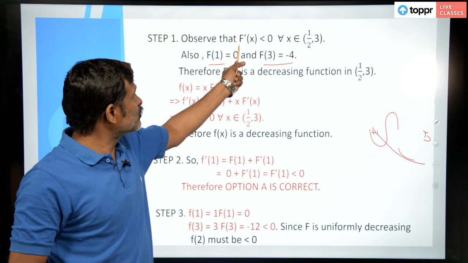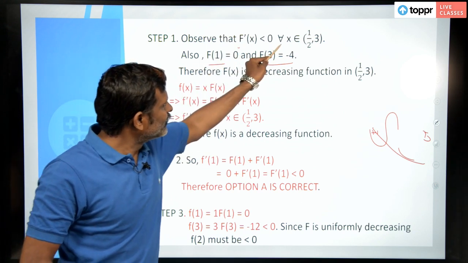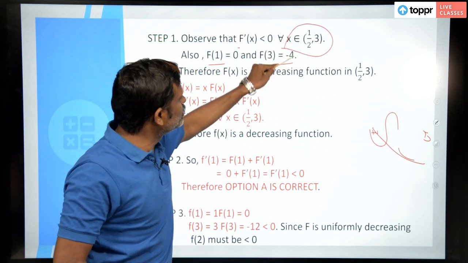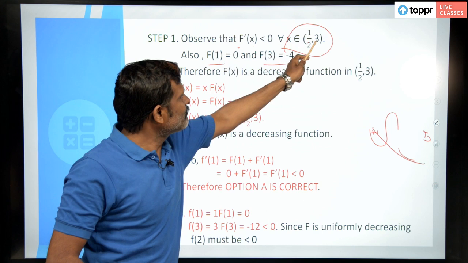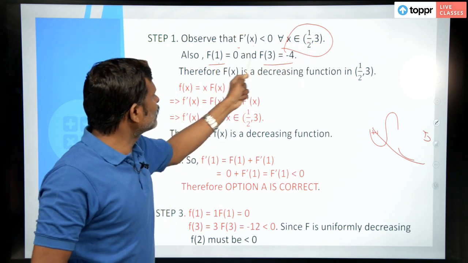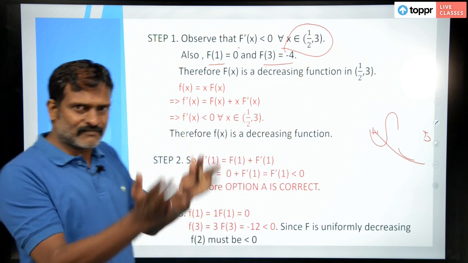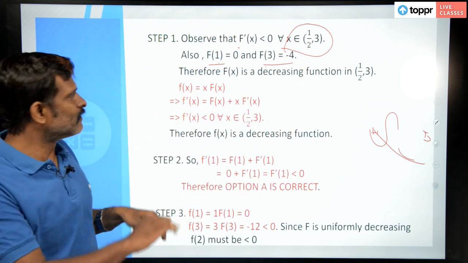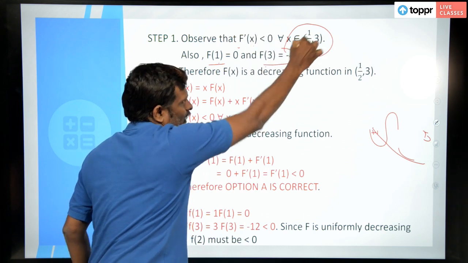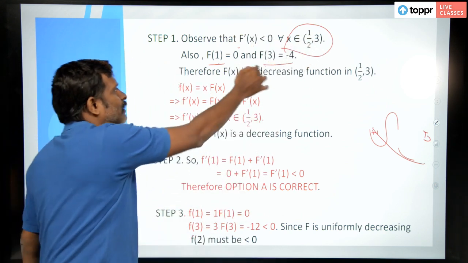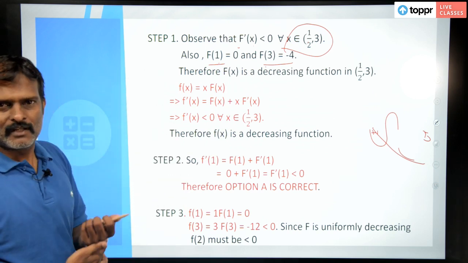But f dash of x is permanently negative in this interval. Throughout this interval, he is saying it is negative, and it includes half and 3. So, (1, 3) is definitely a subset of this interval, because half is further left of 1, right. So, in this interval it is decreasing, that means in (1, 3) also it is a decreasing function, it is constantly decreasing, clear.